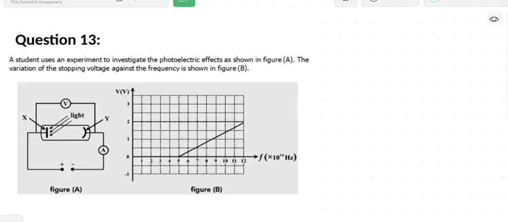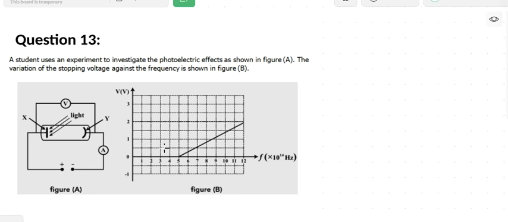Okay, we continue with our students with question 13. It's the last question on stopping potential. We do it together. Let me read the question together. I think this question is from the past papers, last year. A student uses an experiment to investigate the photoelectric effect as shown in figure A here. The variation of stopping potential against frequency is shown in B. So the graph shows the variation of voltage versus frequency.